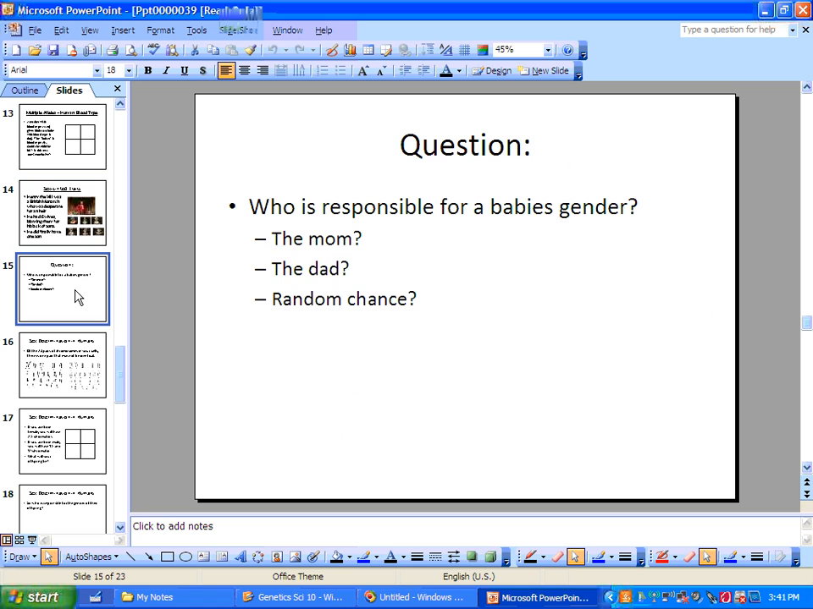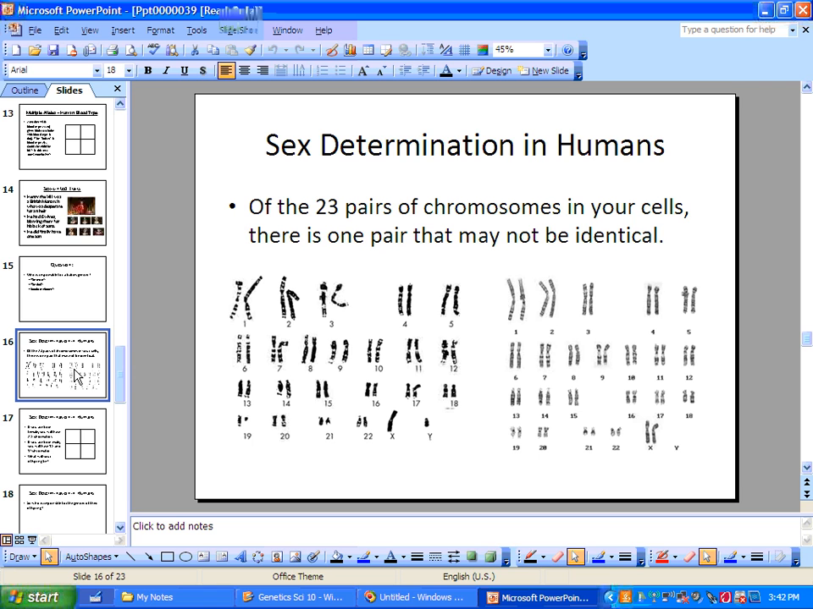But I guess the big question is, who's really responsible in the end for the gender of a baby? So is it mom? Is it dad? Is it random chance? So I just want to walk you through how this works if you've never seen it before. Again, don't worry about copying all of this down. You can see the pictures.